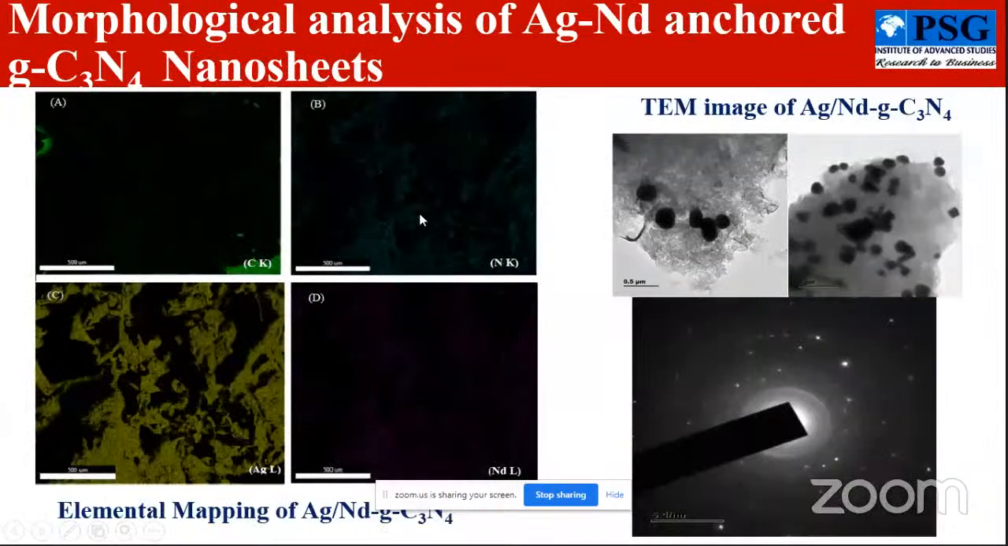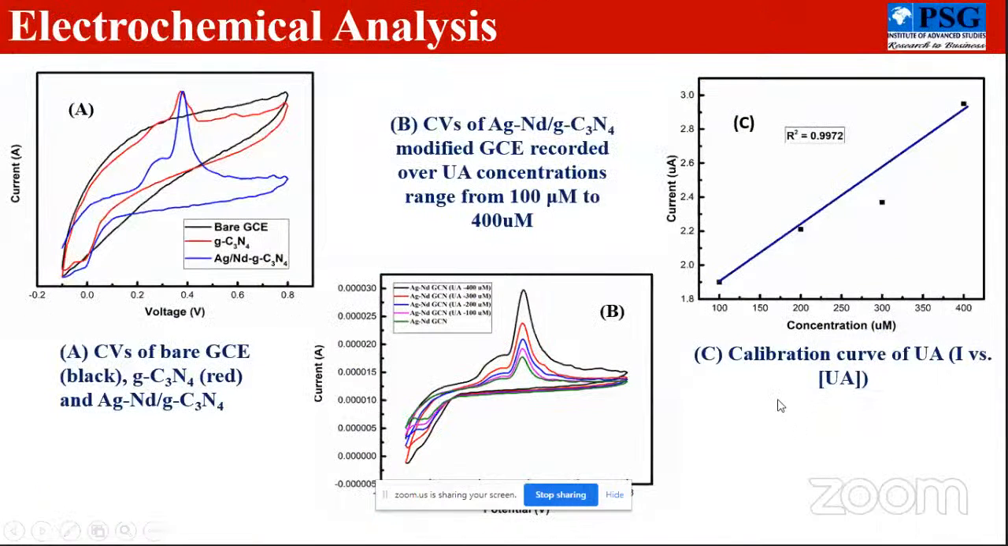Then we have done the elemental mapping of AgNd g-C3N4, as shown in this figure, and the TEM image suggests that this is the g-C3N4 layer, and the small nanoparticles of Ag and Nd got anchored on the surface of g-C3N4. This one shows the diffraction pattern of the 002 plane of g-C3N4, which shows the crystalline nature of g-C3N4.